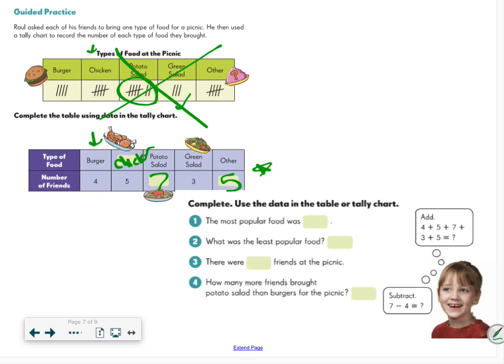I want you to stop, pause the video, and answer these 4 questions, and then play the video when you're ready. Okay, the most popular food. Well, let's look. If it's popular, I know that means it has to have the most in it.